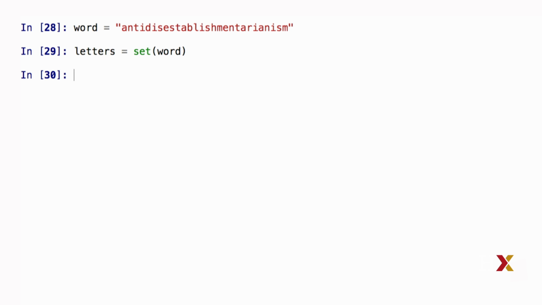To find out how many unique letters I have in this word, I just ask Python to return the length of the letters object, which is 12. So in this case, we were able to use the set object to simply count the number of unique letters in a string.